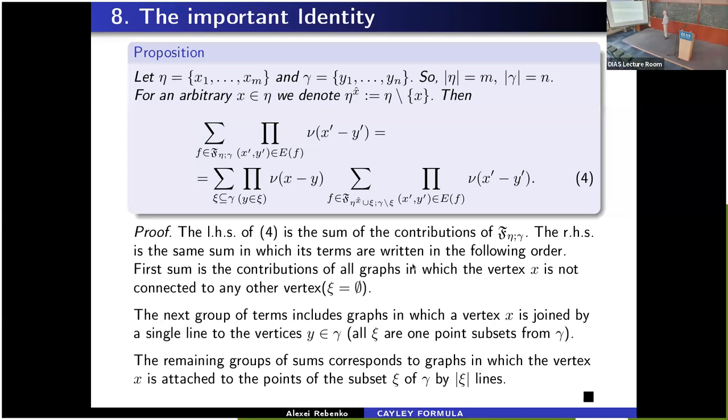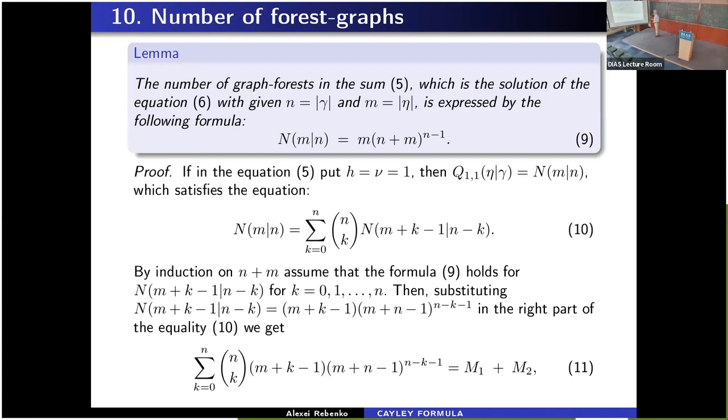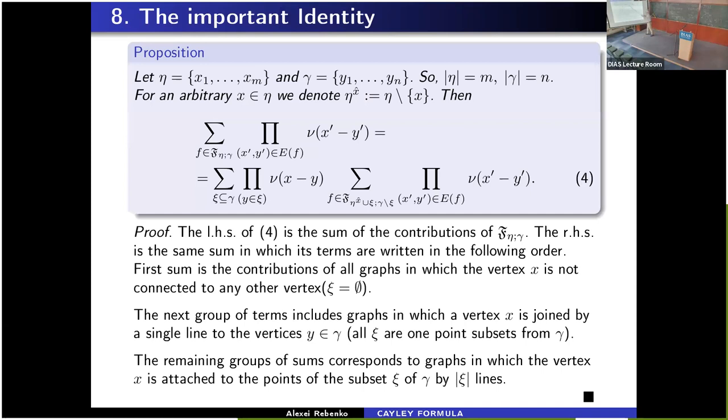Now, you remember this formula, and now we introduce the kernel.